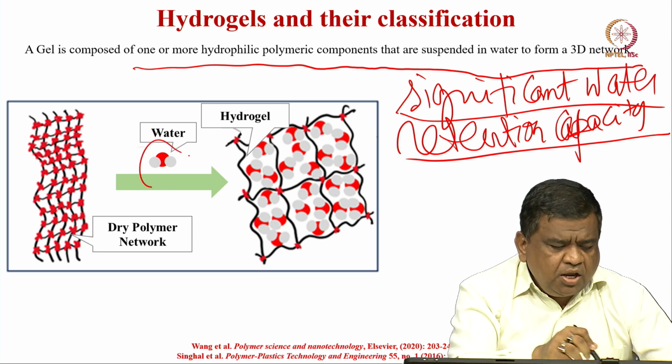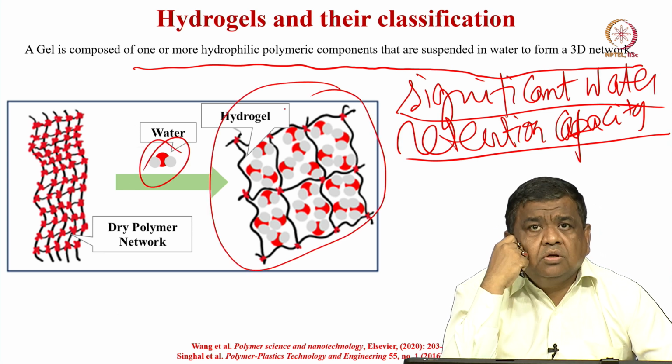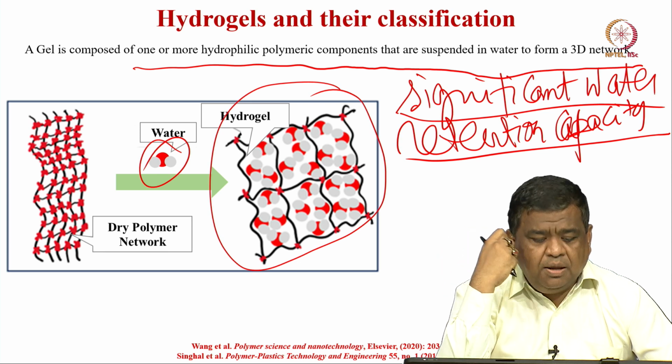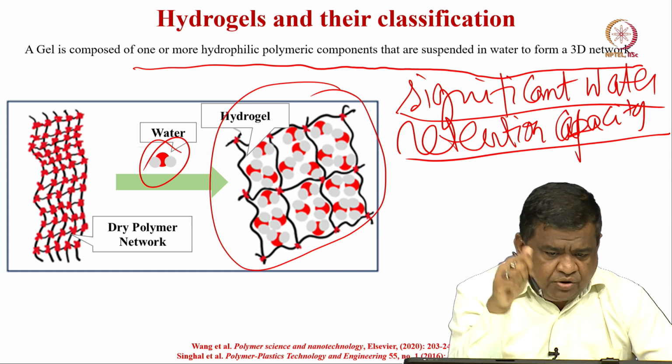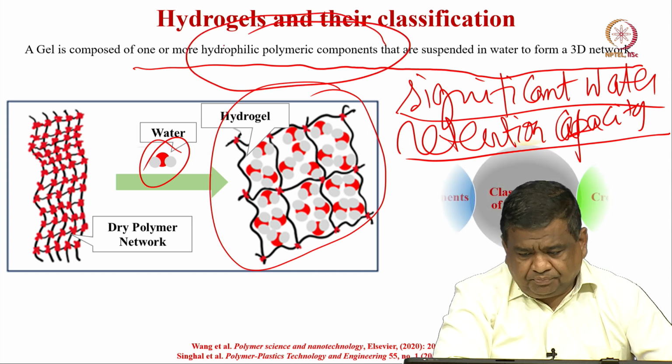So, this is a water molecule, and this is a dry polymeric network. Once you put in the water molecule, it retains the water molecule and gets swollen. That swelling property is very important in hydrogels. So, it has a hydrophilic polymeric component, this is very important.